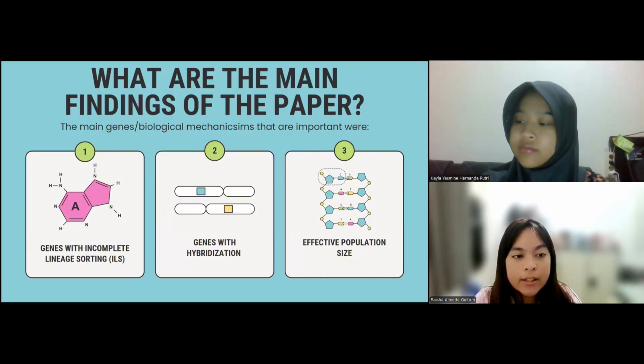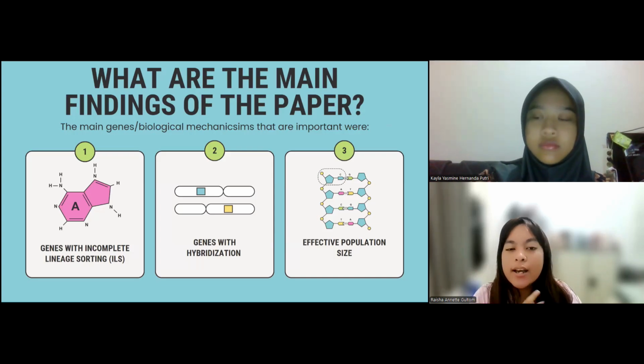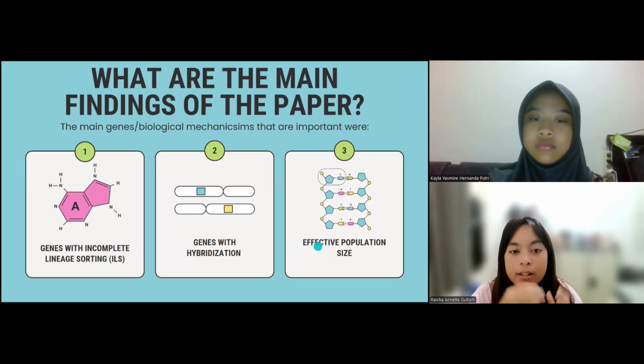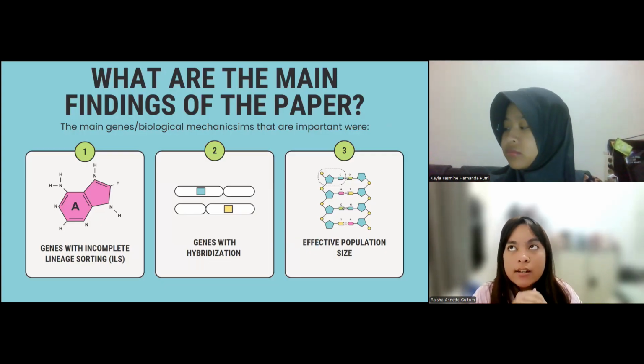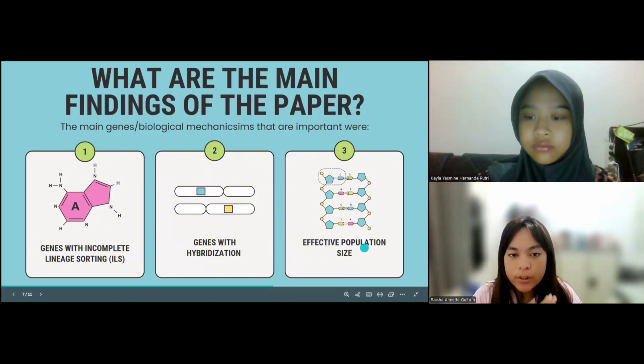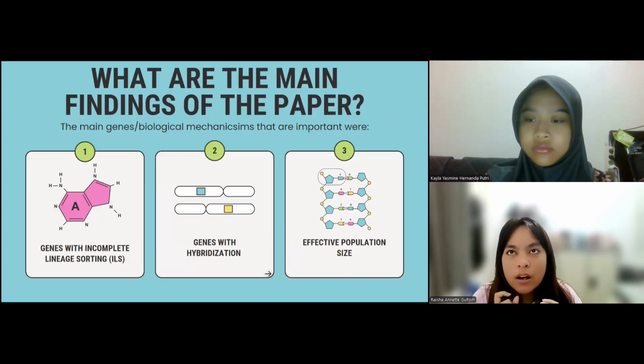Next. So the main genes or biological mechanisms that are important were, number one, of course, genes with incomplete lineage sorting, or ILS, because it is a type of noise in the data. The second is genes with hybridization. This is the one that we want to highlight the most, the one we want to search for in different types of genomes. The third is effective population size, because the bigger the population size, the better the model can capture the data. When theta is 0.001, accuracy is very small, but when it gets bigger, it is better.